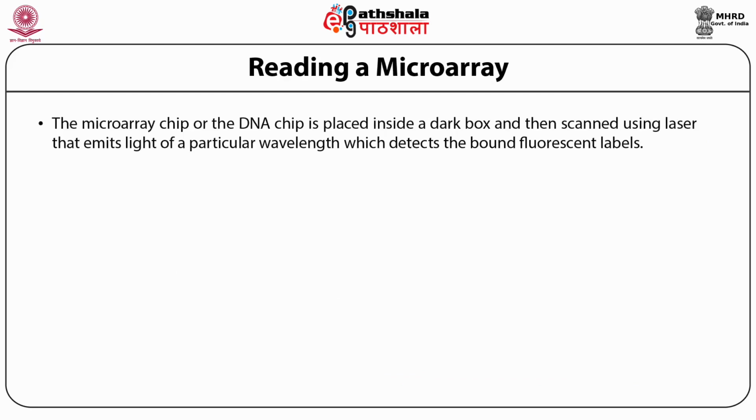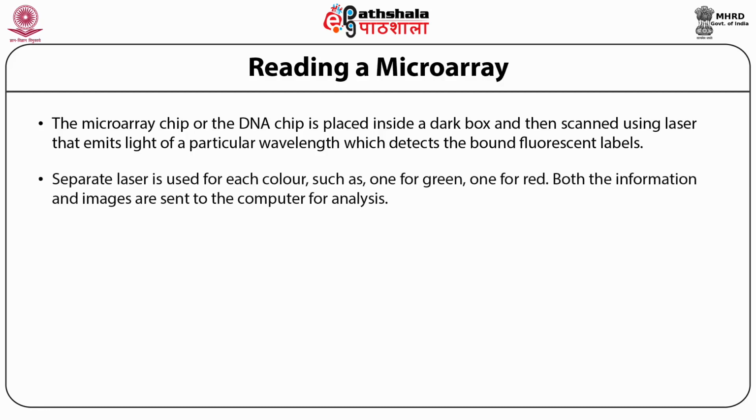The microarray chip or the DNA chip is placed inside a dark box and then scanned using laser, which emits light of a particular wavelength which detects the bound fluorescent labels. Separate laser is used for each color, such as one for green, one for red. Both the information and images are sent to the computer for analysis.